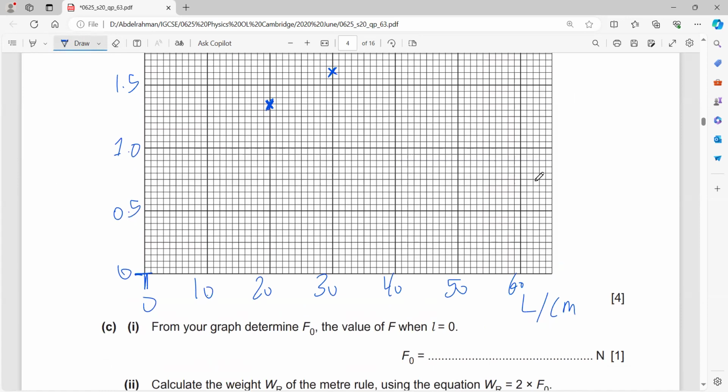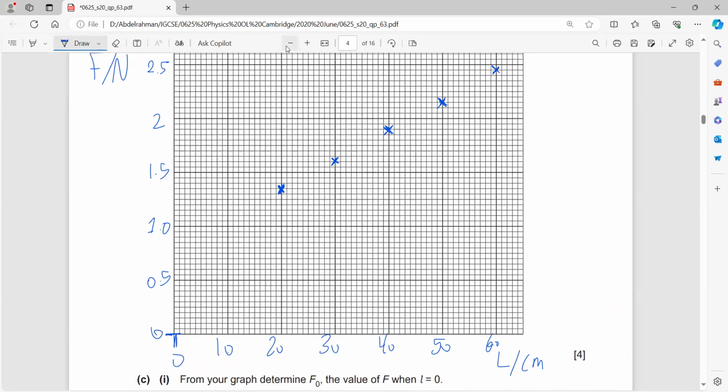Let's draw the line of best fit and extend the line of best fit to the y-axis. I'll draw the line of best fit and I will extend it until it reaches the y-axis. Okay, I extended the line until it reached the y-axis.